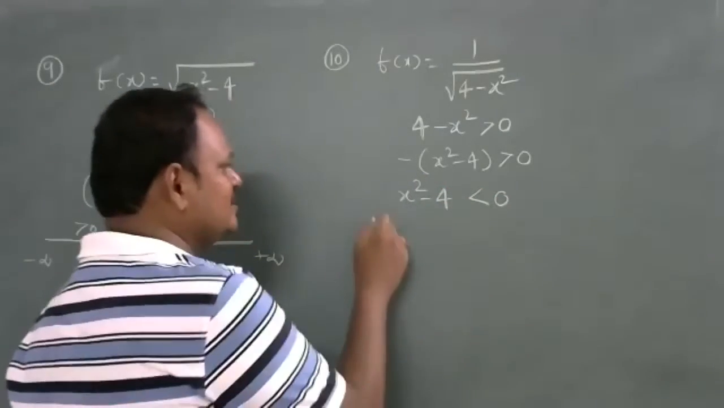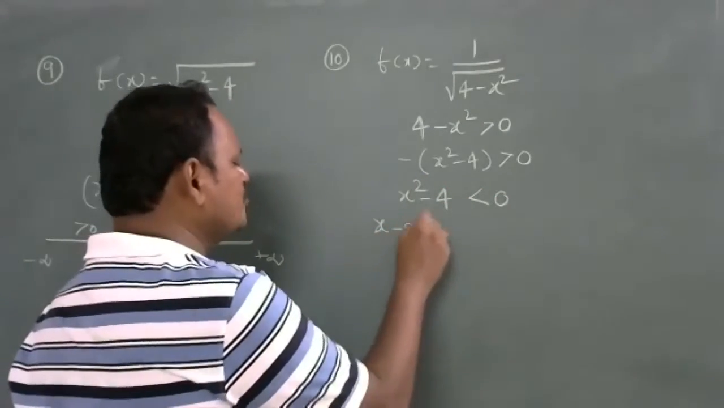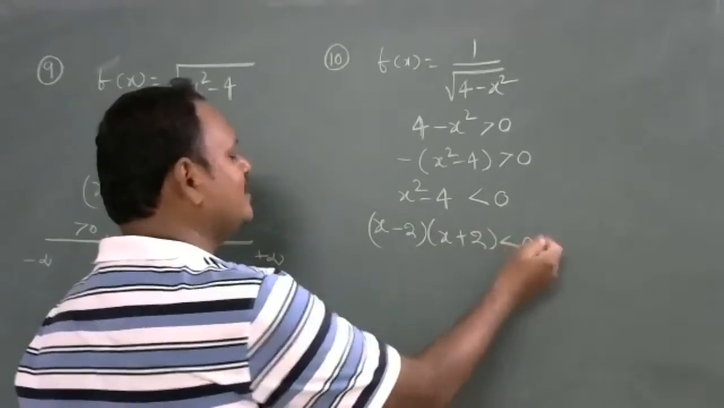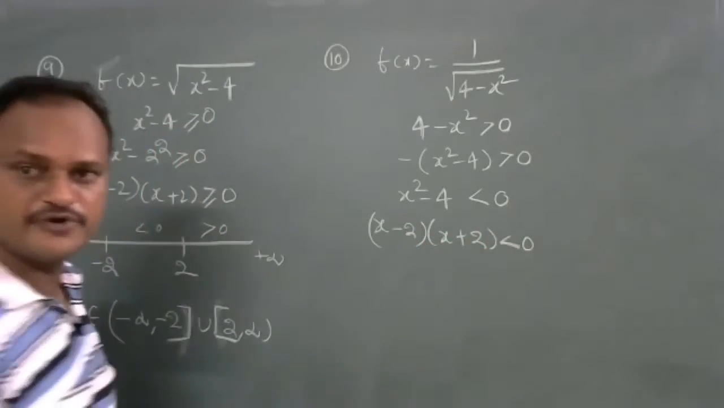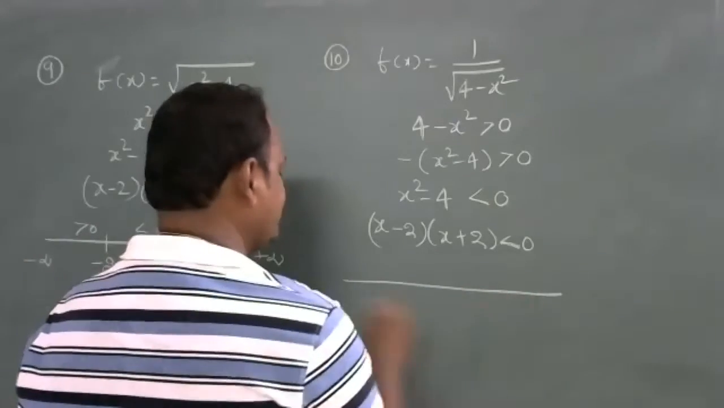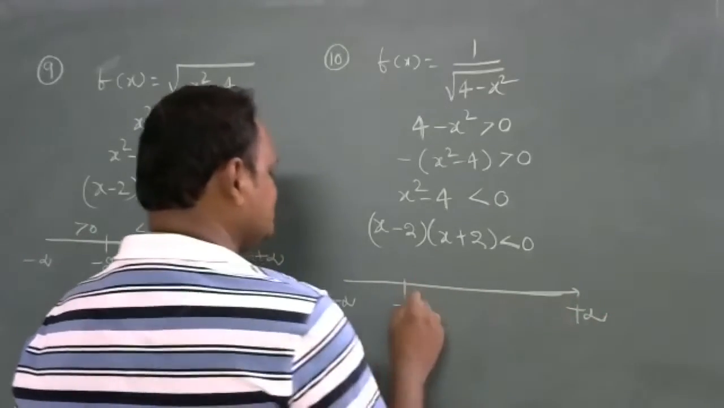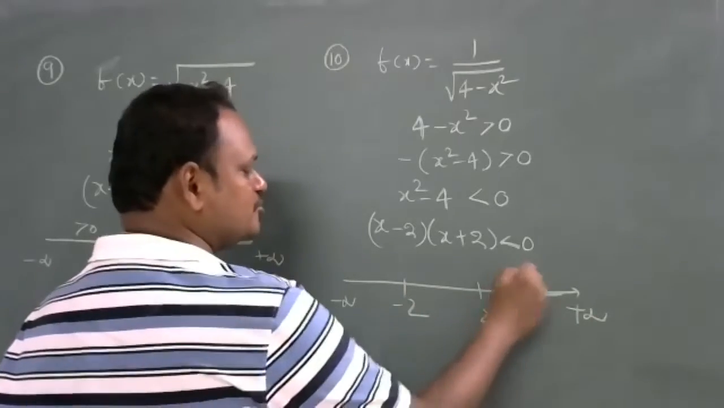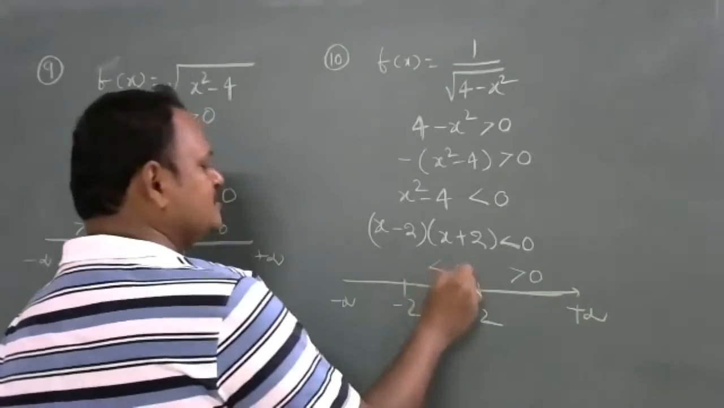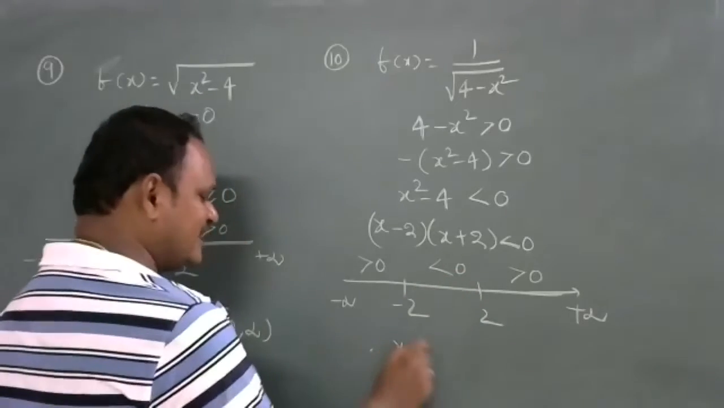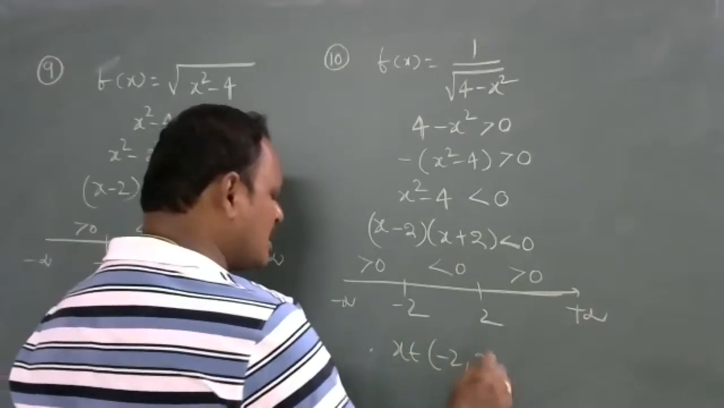That means (x - 2)(x + 2) < 0. What are the x values we are going to get? This is now a quadratic inequality. Once again, from minus infinity to plus infinity, with the points minus 2 and 2. This region is greater than 0, this is less than 0, this is greater than 0. We need less than 0. Therefore, x belongs to (-2, 2).